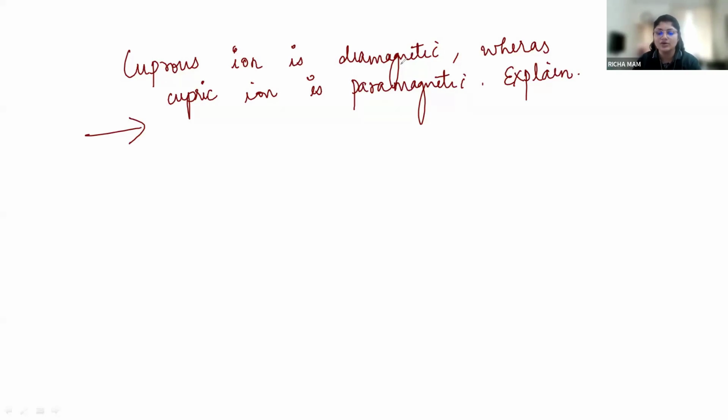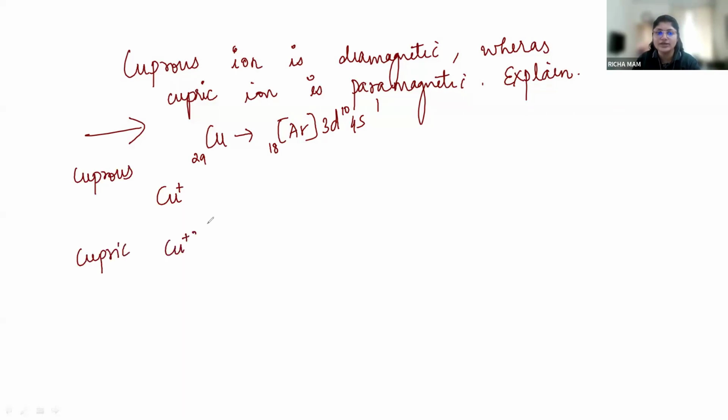Cuprous ion. What do you mean by cuprous? First we'll write the electronic configuration of copper. Copper is 29, so it is 18, 3d10 and 4s1. Cuprous means copper is in +1 state, and cupric means copper is in +2 state. So write this now.